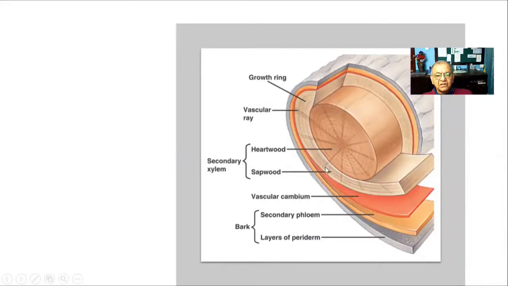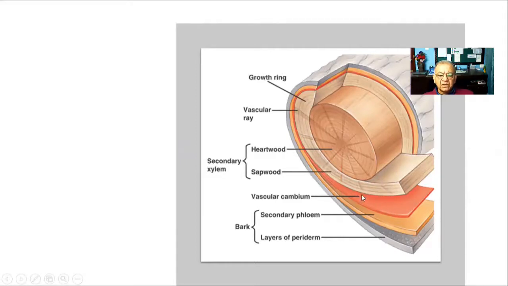Here again, you can see this is the outer wood, which I said is pale yellow in color. It is functional. This is the inner wood, which is darker in color, and it becomes non-functional. So this is secondary xylem. And of course, you can see these growth rings in the sapwood and the heartwood. And here, this red thing that you see is the vascular cambium.